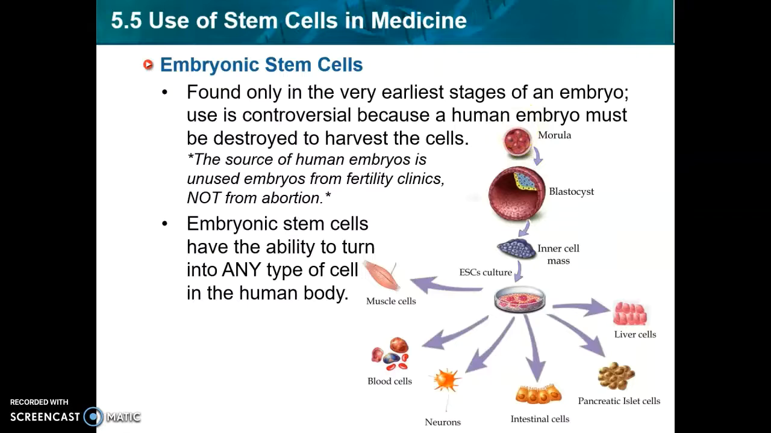Embryonic stem cells are really powerful because they have unlimited potential to turn into any type of cell in the body, whether we're talking about cells that make up your liver, pancreas, intestines, even neurons. Neurons are very famous for not being able to reproduce themselves, but they can be produced from embryonic stem cells.